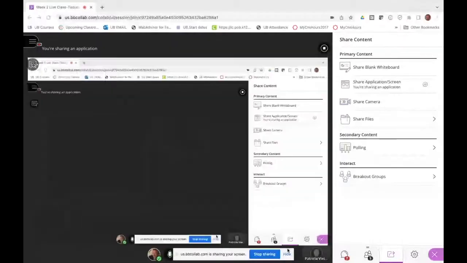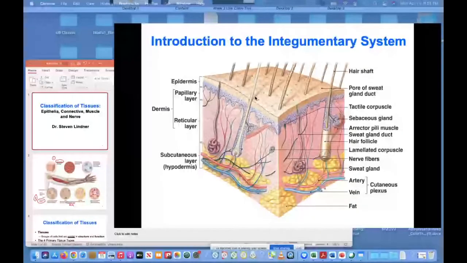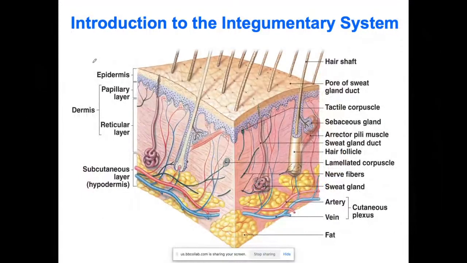Welcome everyone. In this upcoming video, we're going to talk a little bit about the skin. When we look at the skin, we'll see that we have this top layer called the epidermis, the layer just beneath it called the dermis, and the lowest layer, the hypodermis.